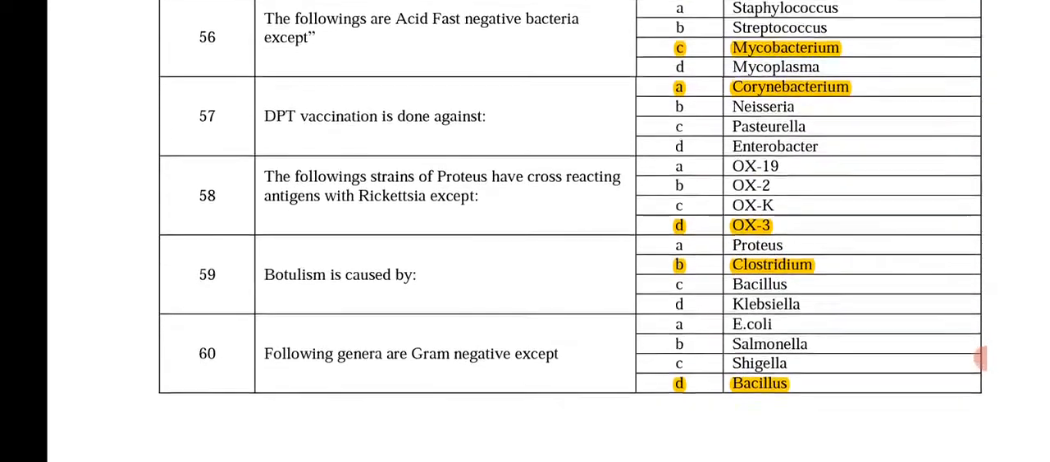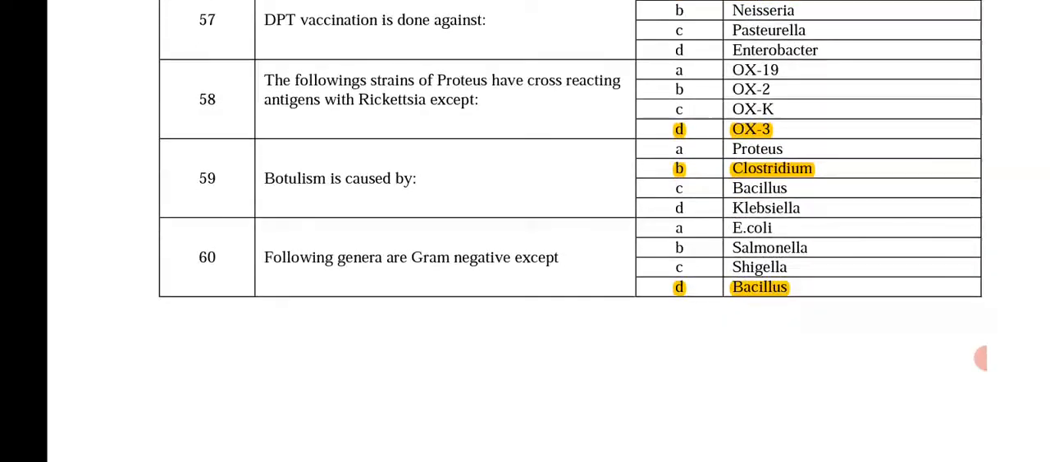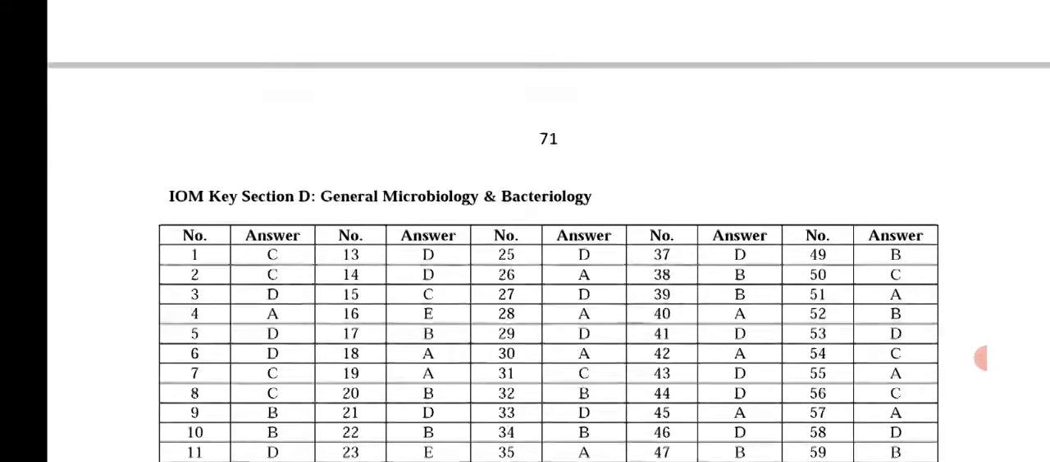The following strains of Proteus have cross-reactions antigens with Rickettsia except OX3. Botulism is caused by Clostridium. Following genera are gram-negative except Bacillus.